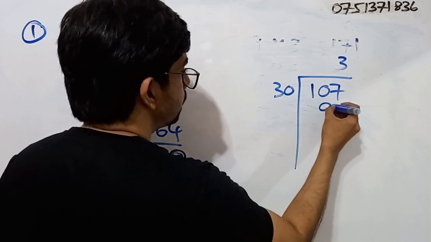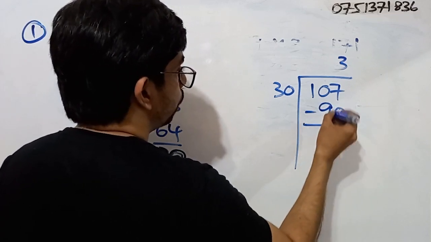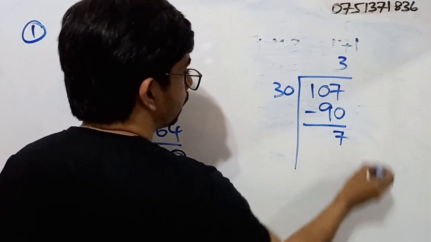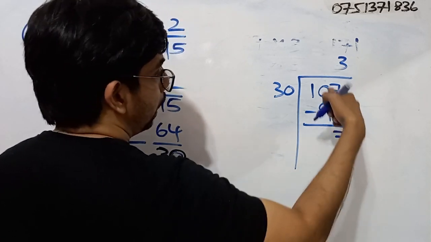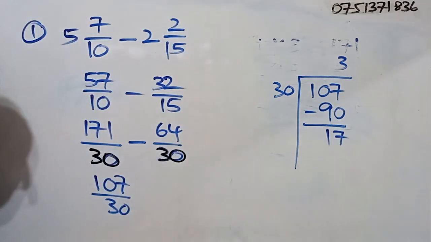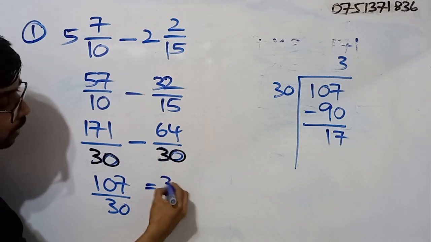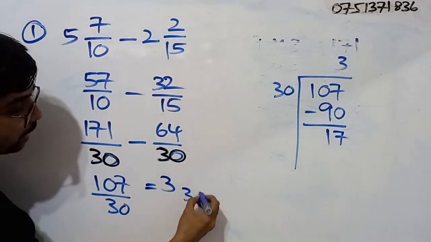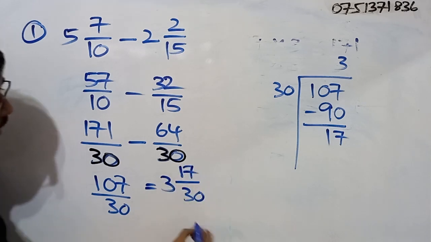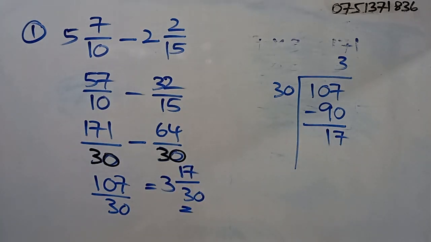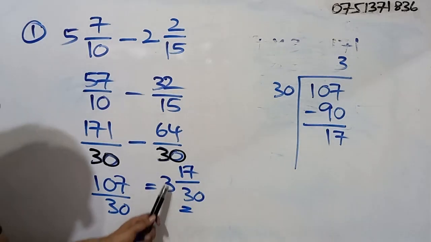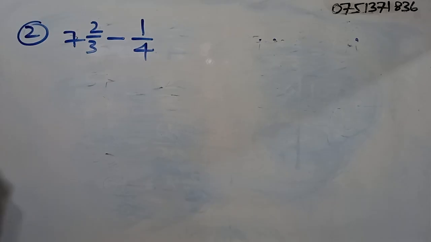30 into 3, that is 90. So 107 minus 90, what do we get? Here we have a 7. 10 minus 9, we get a 1. So that means whole number part is 3, denominator is 30, and the numerator is 17. That's the answer. We can't further simplify the fraction part. Right. So this is question number 2.